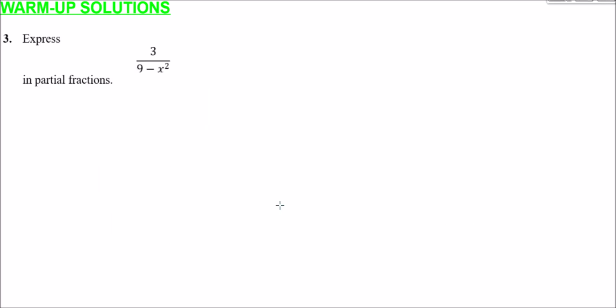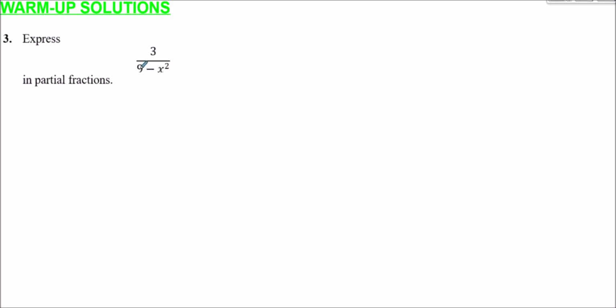Question 3, we're asked here to express 3 over 9 minus x squared in partial fractions. This is a slight trick question because you're probably thinking, well, there's only one thing on the denominator. Well, this is a throwback really to GCSE work. What type of expression is 9 minus x squared? Okay, hopefully you're thinking, oh, it's a difference of 2 squares. If not, I've told you.